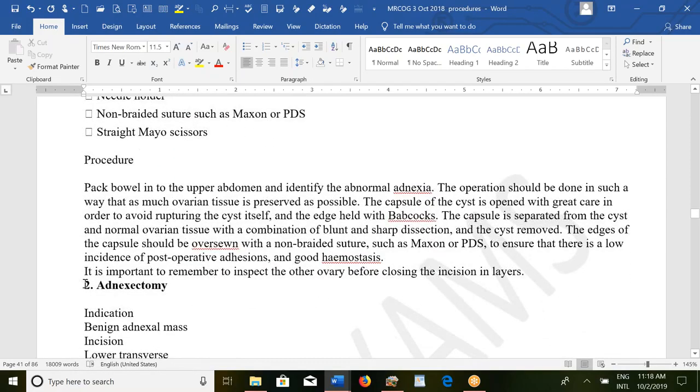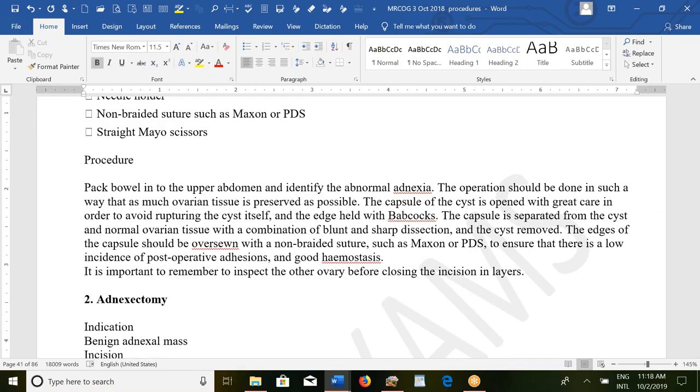So how do we do this procedure? Once the patient is under anesthesia, you will pack the bowels into the upper abdomen and identify the abnormal adnexa. The operation should be done in such a way that as much ovarian tissue is preserved as possible, because even if a thin strip of tissue is saved, this patient will not need HRT. Okay, she can produce ova from there, so no need for any HRT.